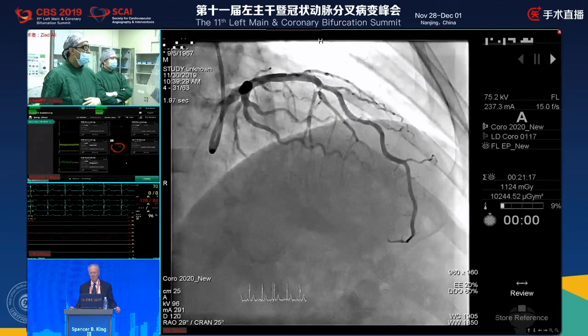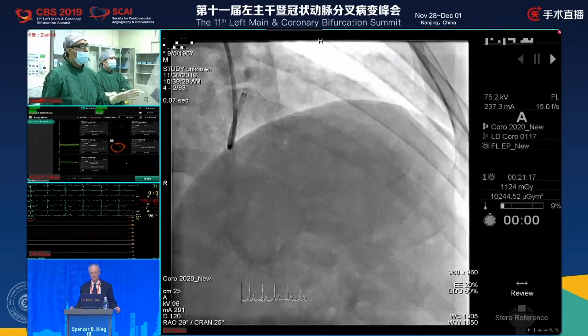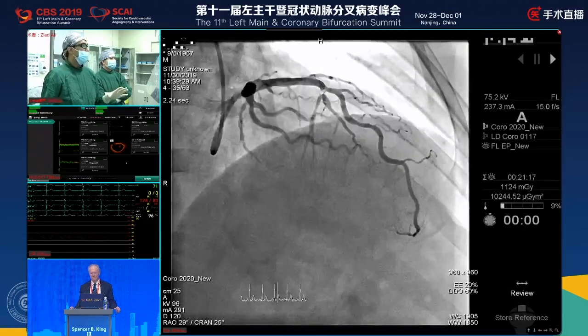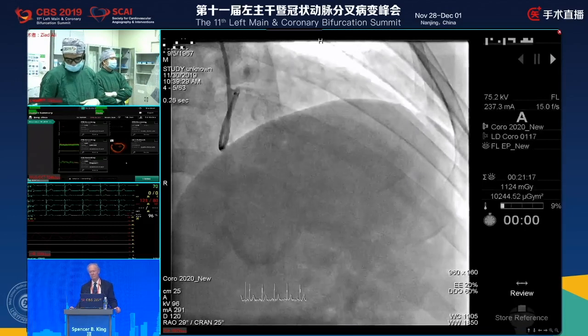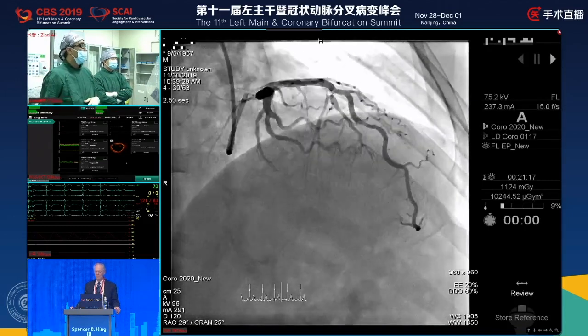There's another view, and these, again, you'll notice that there's no panning at all, and the entire coronary tree is placed onto the angiogram. This is really fundamental to do a good job with your Angio-FFR.